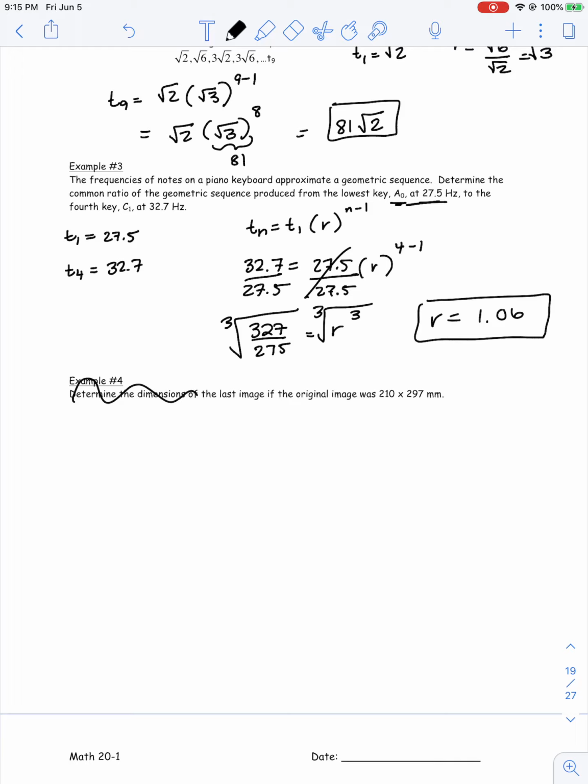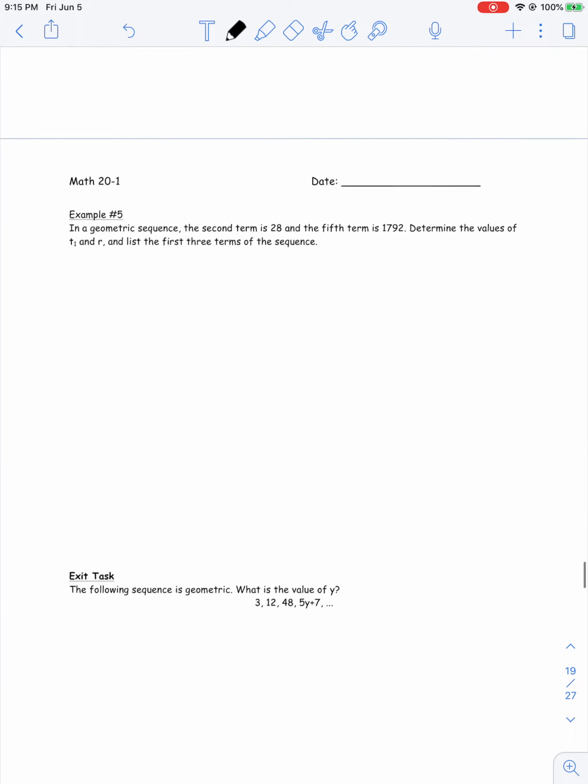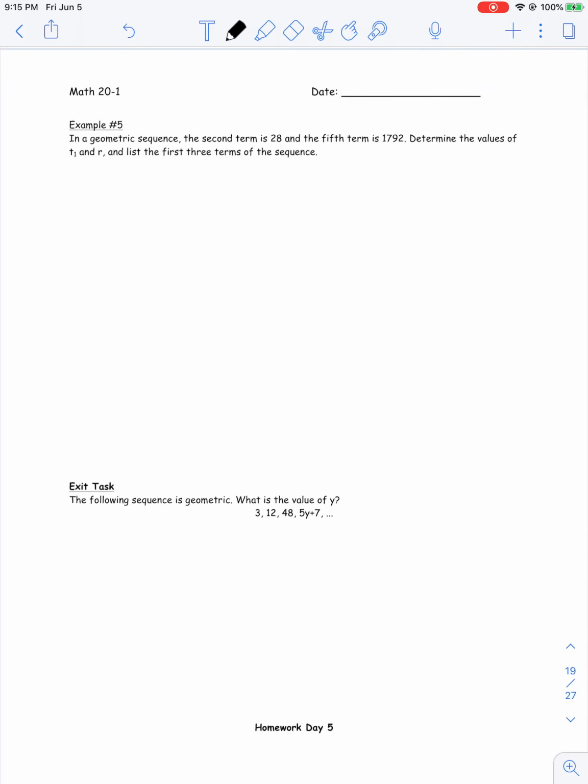Now example number 4 follows a video, so we're going to skip that one because there's a video involved. The next one we'll do is example number 5. So this one, we have the second term is equal to 28, and the fifth term is equal to 1792. Determine the value of T1 and r. So this is an interesting method. I want to show you what I would do for this one.